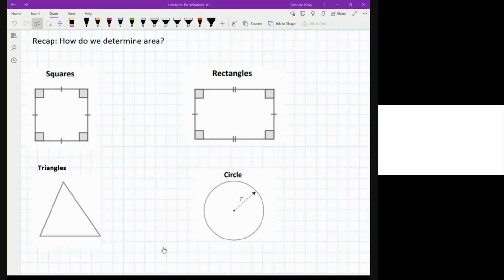So we have a square, we have a rectangle, we have a triangle, and I think I saw, what are we missing? The circle. Has nobody, there we go. We have the circle.